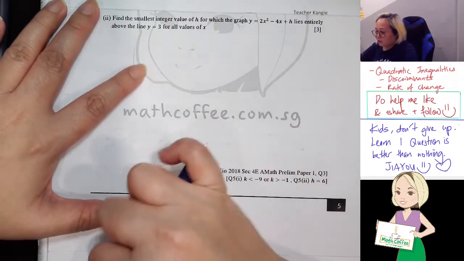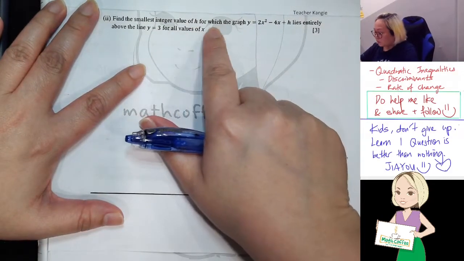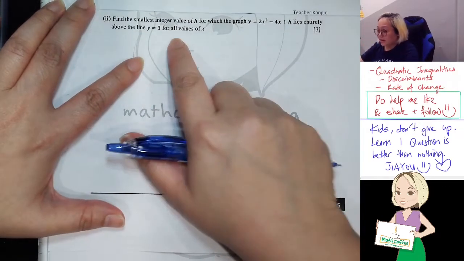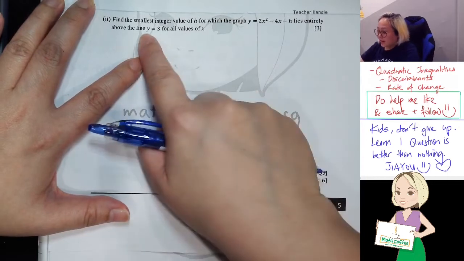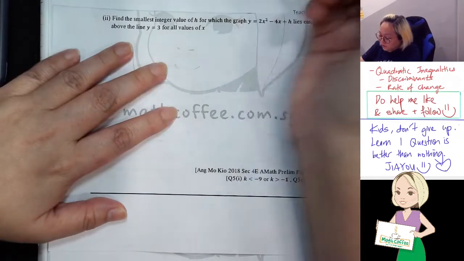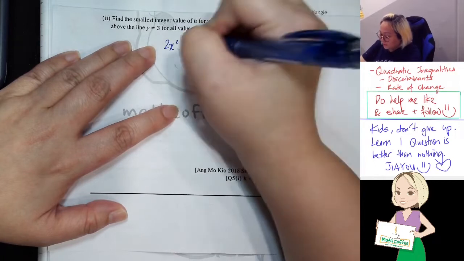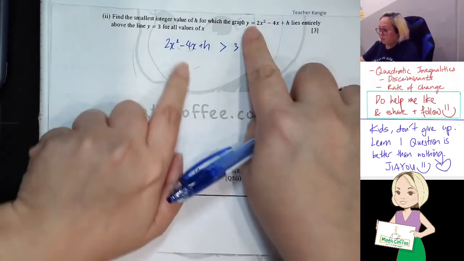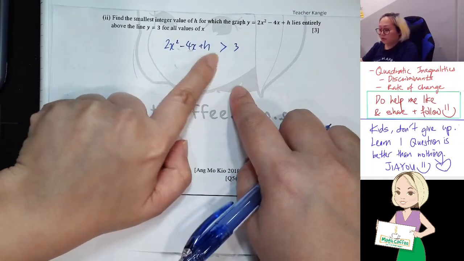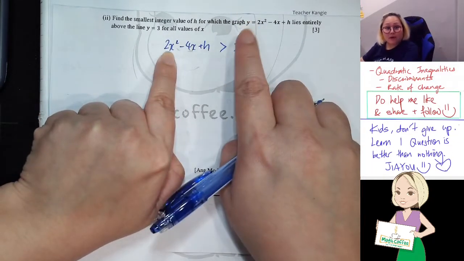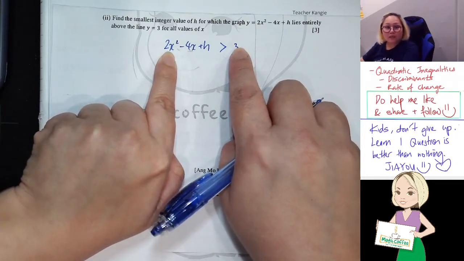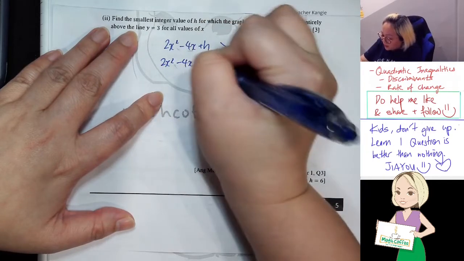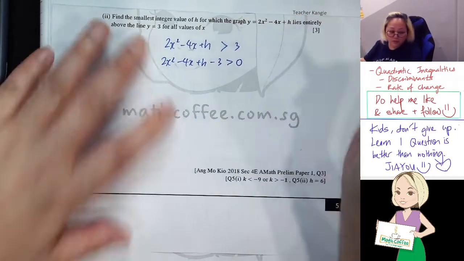Okay, find the smallest integer value of h for which the graph lies entirely above the line. So you see the graph lies entirely above the line. So actually this tells you that 2x squared minus 4x plus h is more than 3. Both are y, so they're trying to tell you the graph is above 3. So all you need to do is bring the 3 over. So it becomes 2x squared minus 4x plus h minus 3 more than 0. That's all.